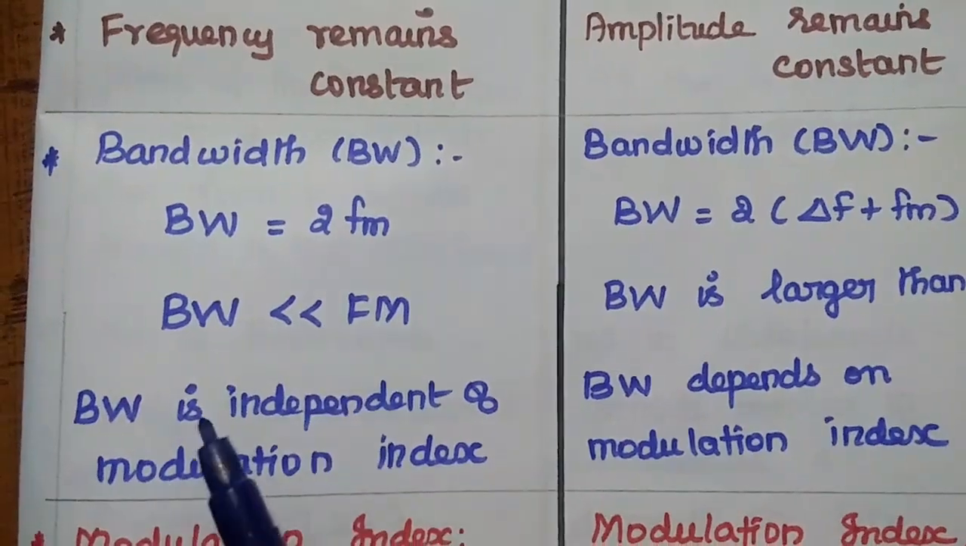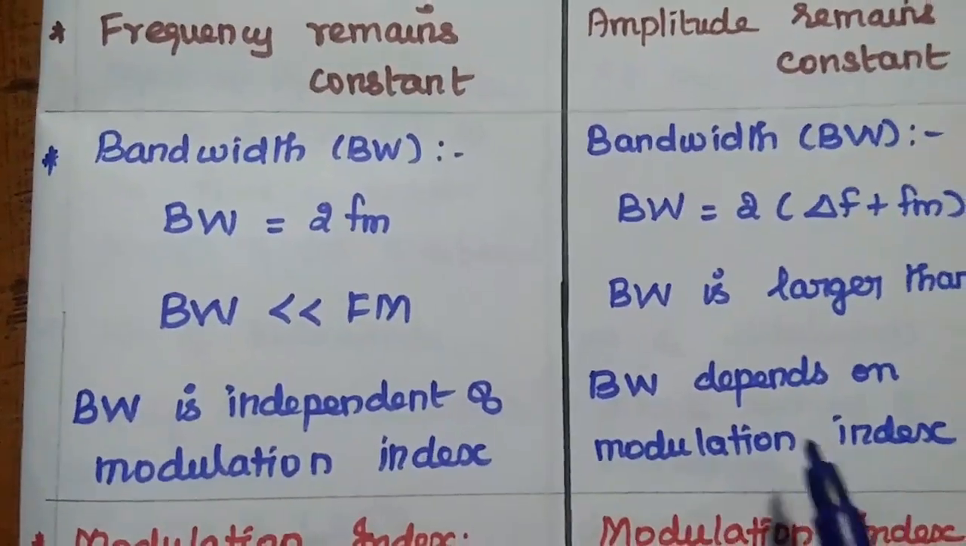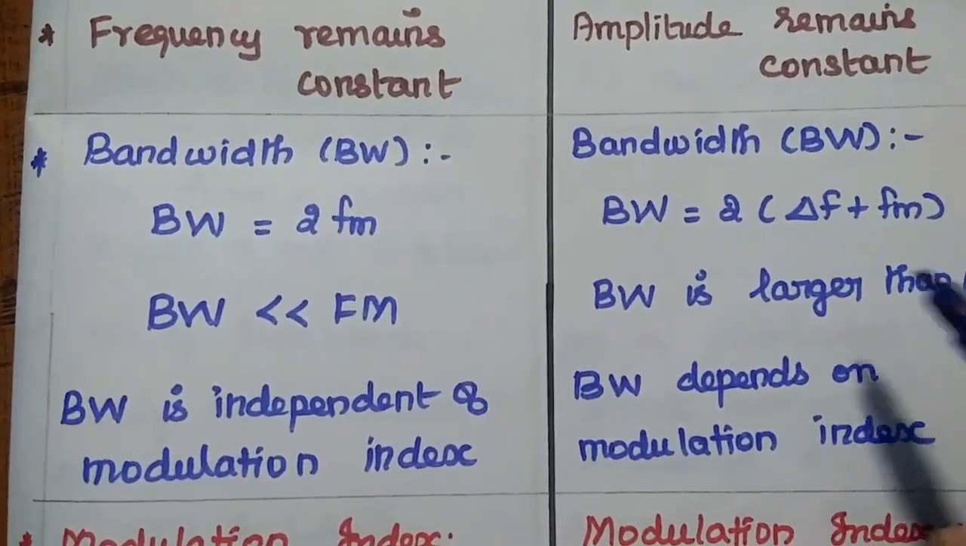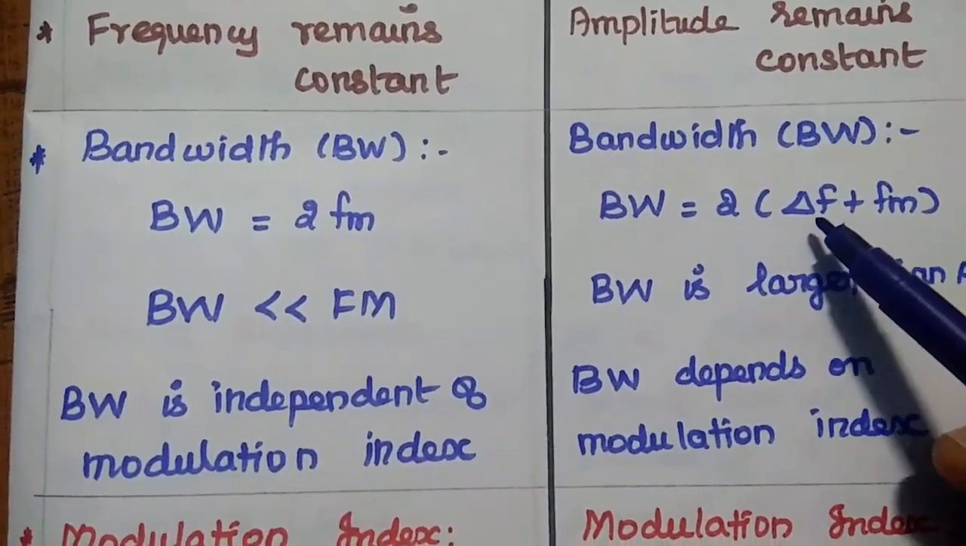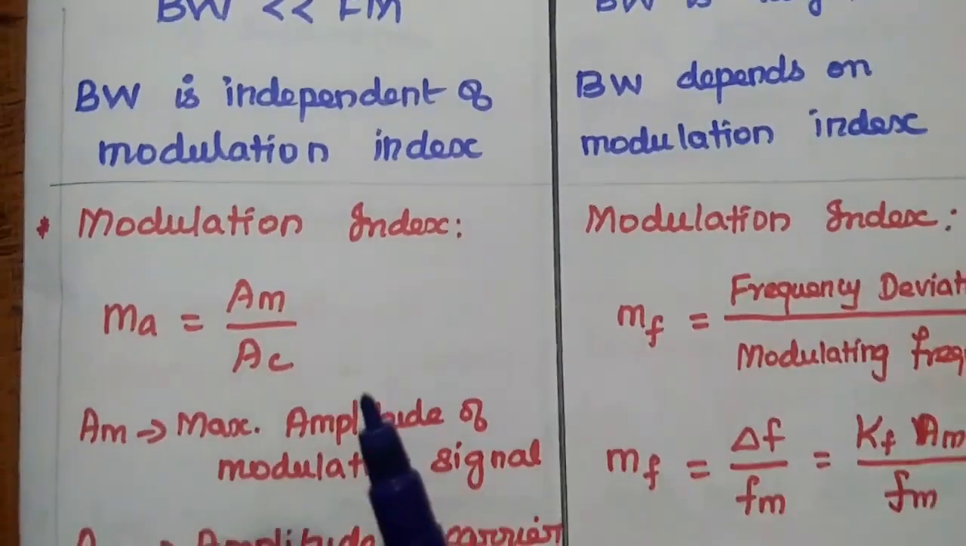Here the bandwidth is independent of modulation index, but here it is dependent on the modulation index, because this del f is a function of modulation index. So what is modulation index?